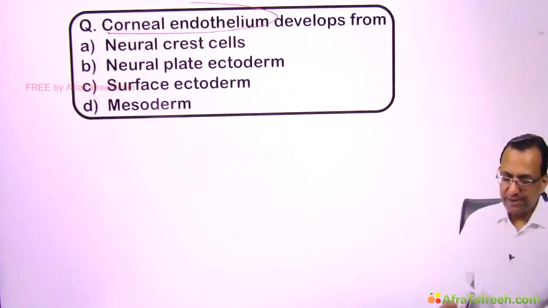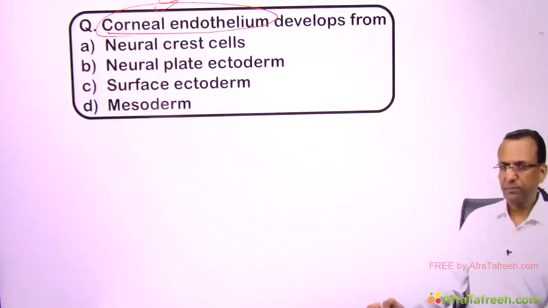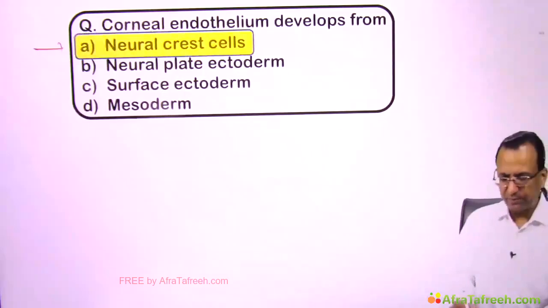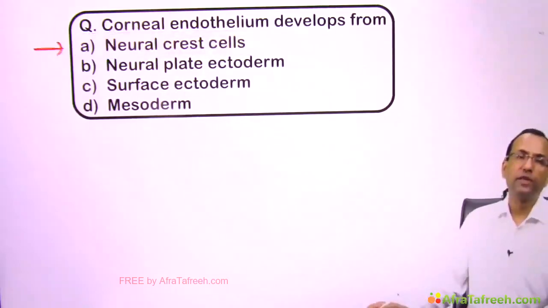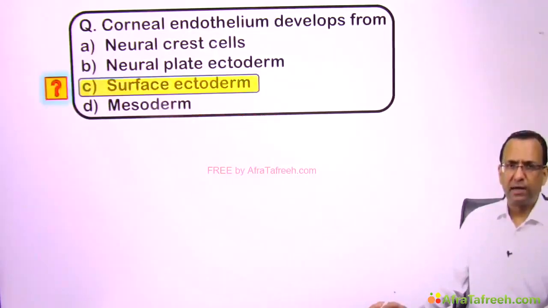Corneal endothelium. If you are talking about corneal endothelium, it is the 5th layer of cornea. What do you think? 5th layer of cornea, 4th, 3rd, 2nd, whichever layer. All the layers of cornea are from neural crest cell except the first. Why? Where is the first coming from? Surface ectoderm. This is the answer. If that is the answer, then tell me the other derivative of surface ectoderm. First layer of cornea and eye lens.